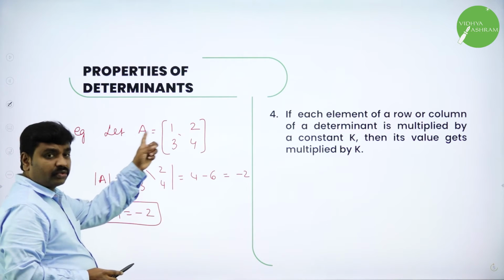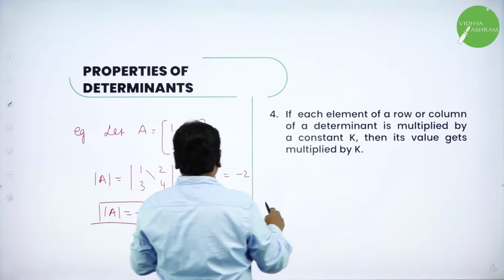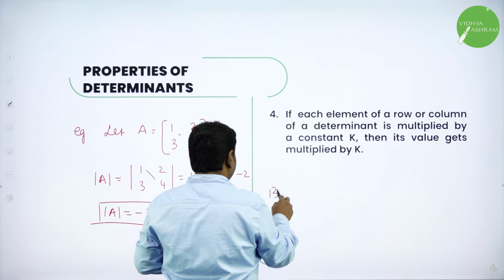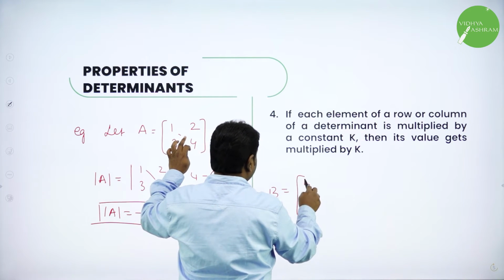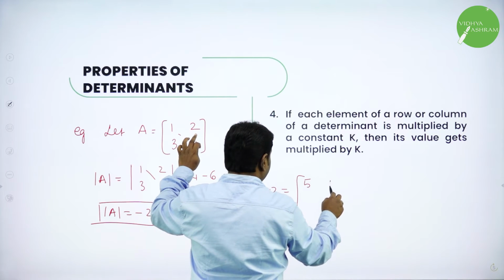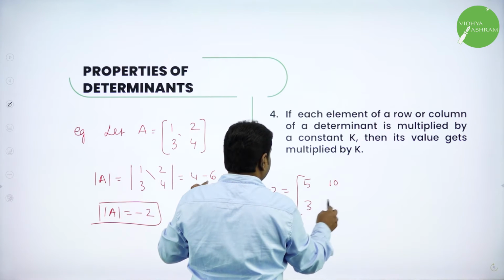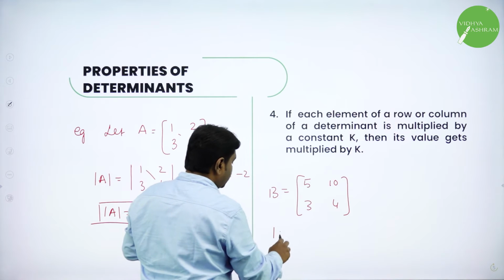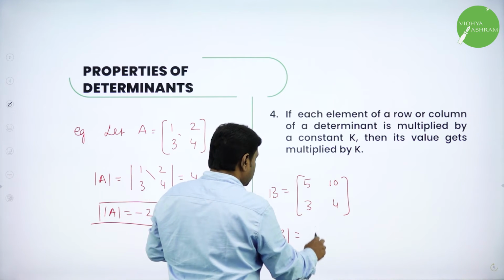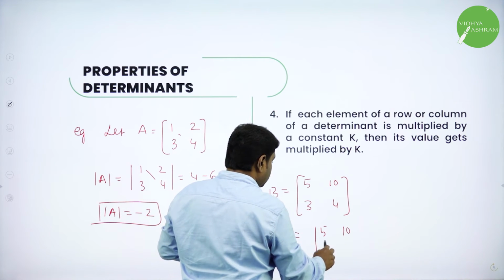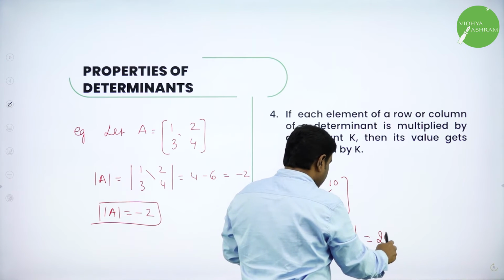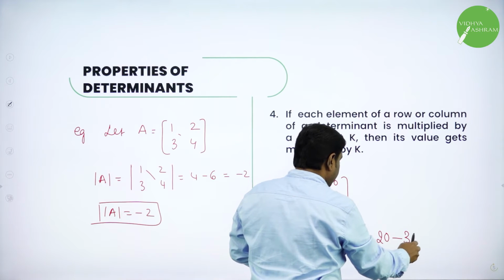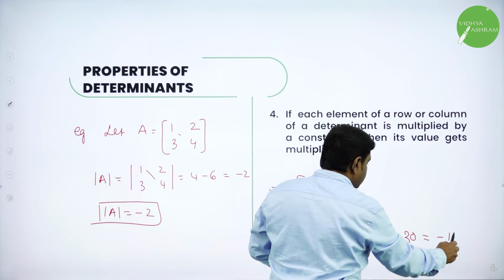Now I will multiply 5 to the first row. I will have a matrix B obtained by multiplying 5 to the first row. So 5 ones are 5, 5 twos are 10, and 3, 4 let it be. Now I will find the determinant of B. What is the determinant of B? Determinant of |5 10; 3 4|. If I expand, 5 times 4 is 20, minus 10 times 3 is 30. 20 minus 30 is minus 10.